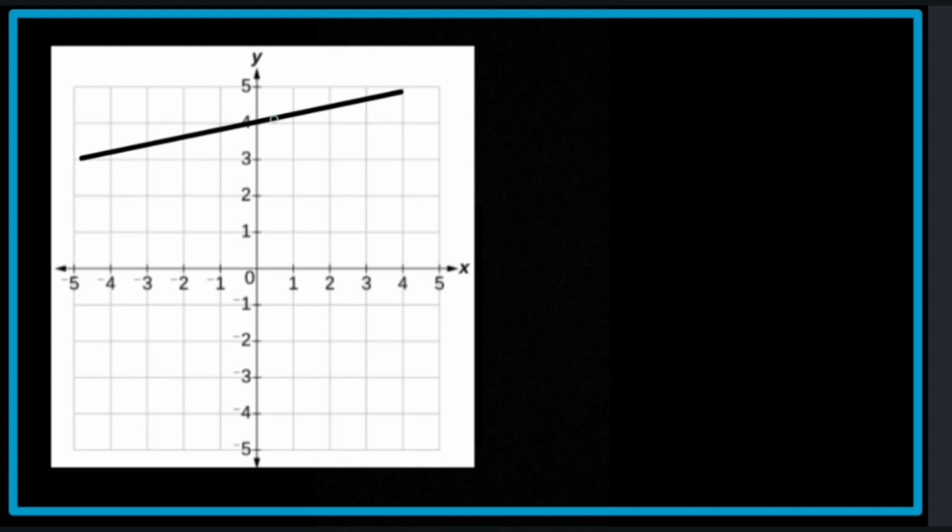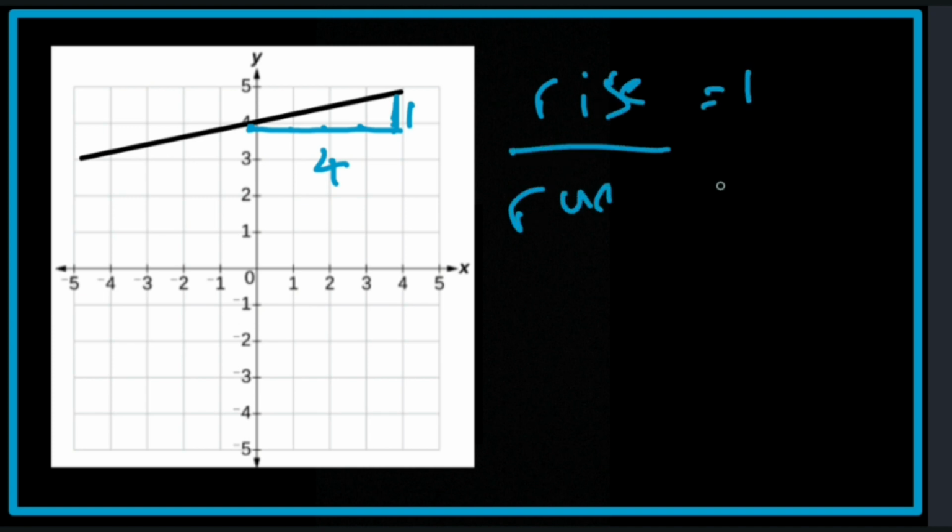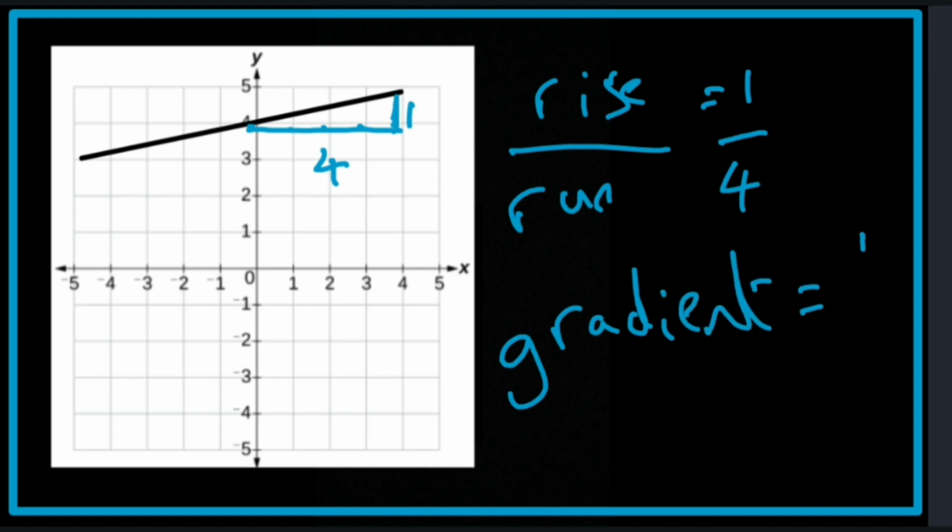Here's another example. This line here crosses the axis at 0, 4. So I'm going to take that point there. And if I count along, it's 1, 2, 3, 4. So it's 4 along. And if I go up, it's 1. Okay, so the rise is 1 and the run is 4. So it's 1 over 4. So the gradient of this line is just 1 over 4.